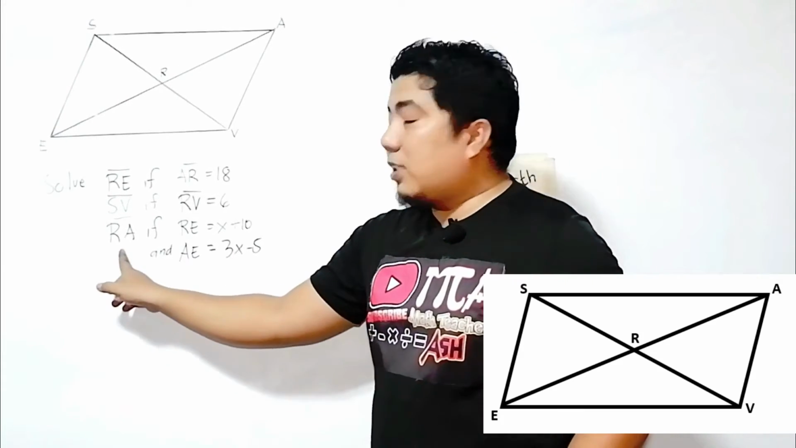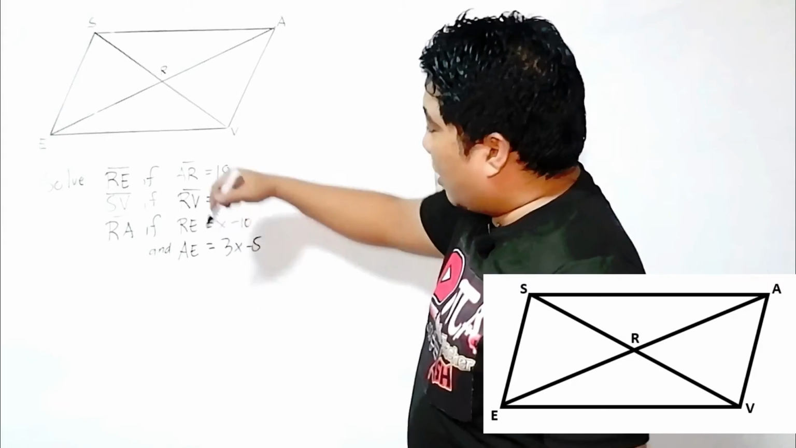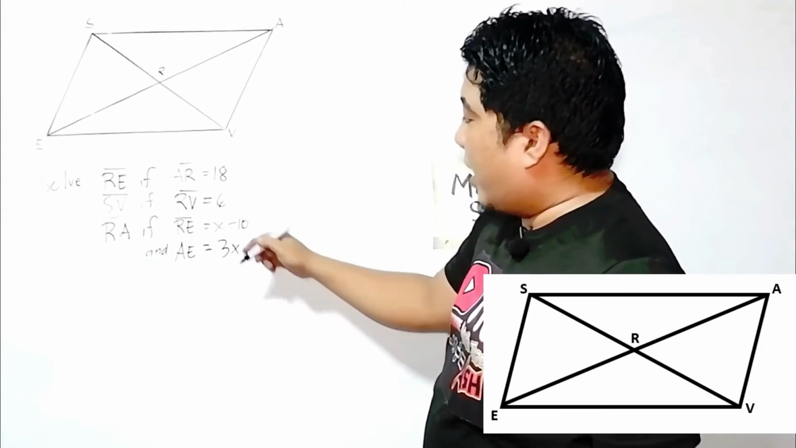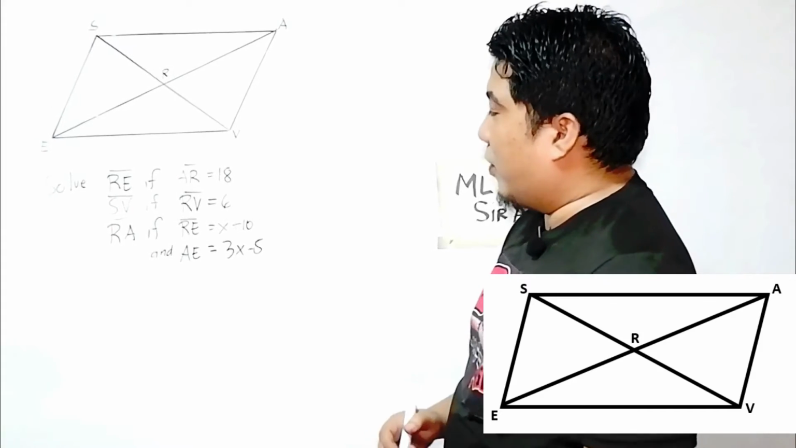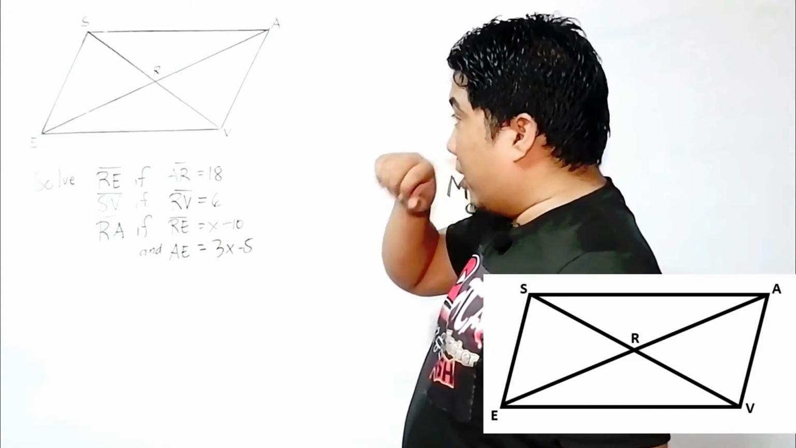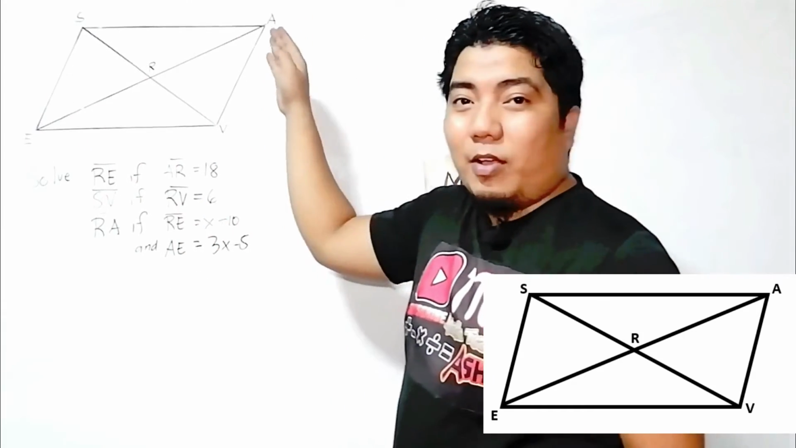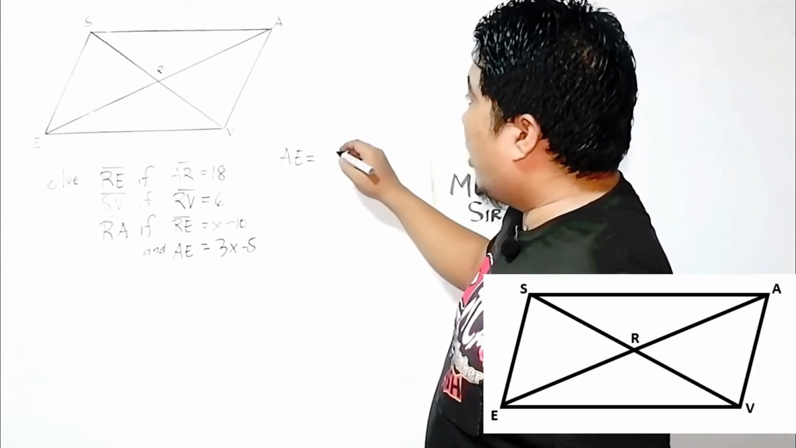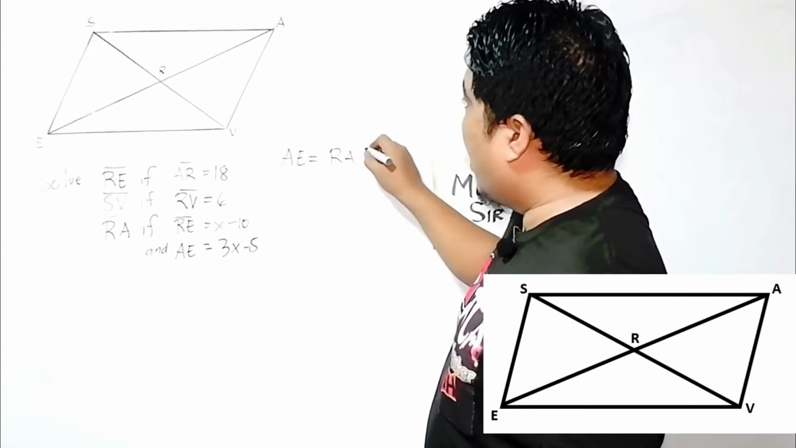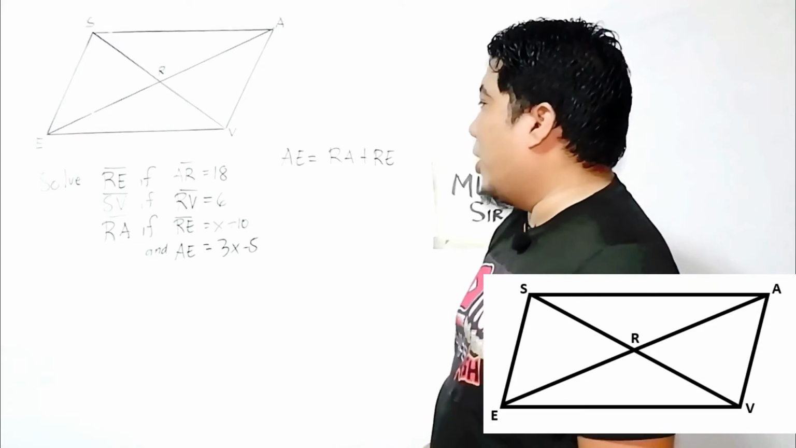That is, what is the measurement of line segment RA if the line segment RE is x plus 10 and the line segment AE is 3x minus 5? Okay. So, remember, my dear math learners, that AE here is the whole diagonal. Of course, we can say that AE is equal to RA plus RE. Right? Okay.